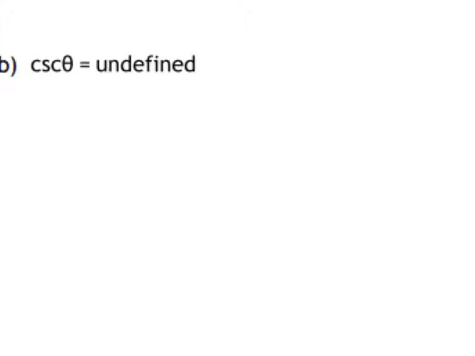This one is asking you for what values of theta is cosecant theta undefined. Just have to think a little bit more about that one. Cosecant is the reciprocal of sine. So if cosecant is undefined, what's the reciprocal of undefined?